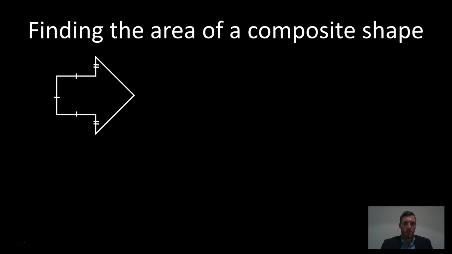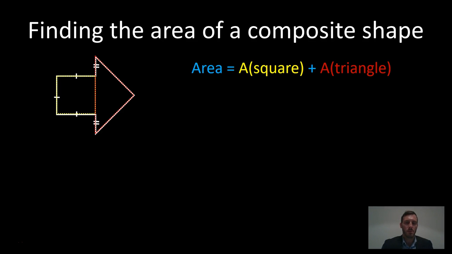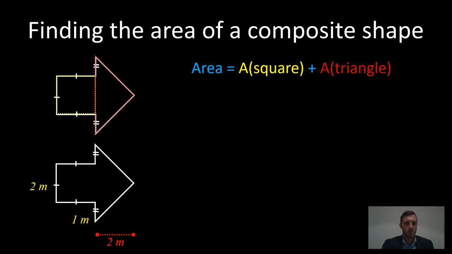Let's look at finding the area of some composite shapes. The most important part is being able to identify the shape. In this shape here, it looks like we have a square and a triangle. So the area of this composite shape is going to be the area of the square plus the area of the triangle. Let's look at the example with some numbers.